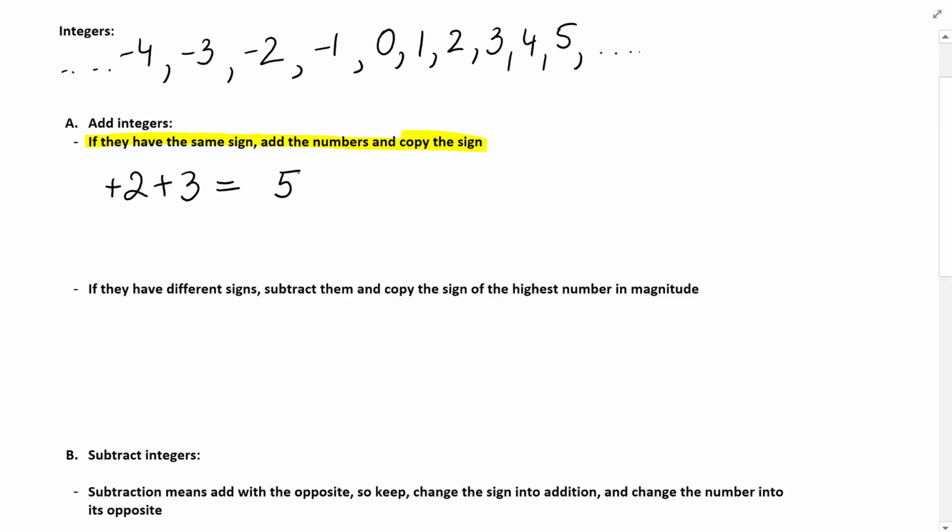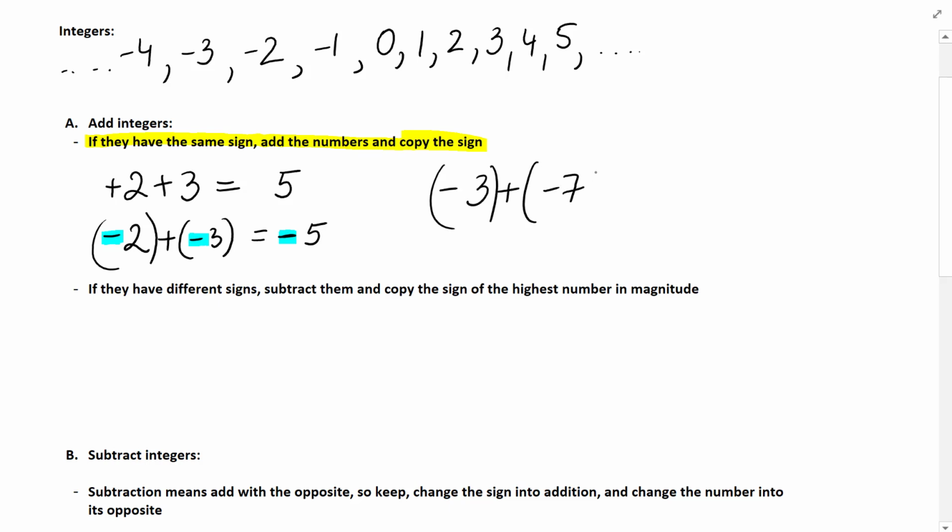But again, it's implied. Now if it was -2 plus -3, we still have the same sign, right? Both of them have negative in front of it. So we add the numbers, 2 plus 3 is 5, and we copy the sign that both of them had. So -3 plus -7, they have the same sign, so 3 plus 7 is 10, and we copy the minus.